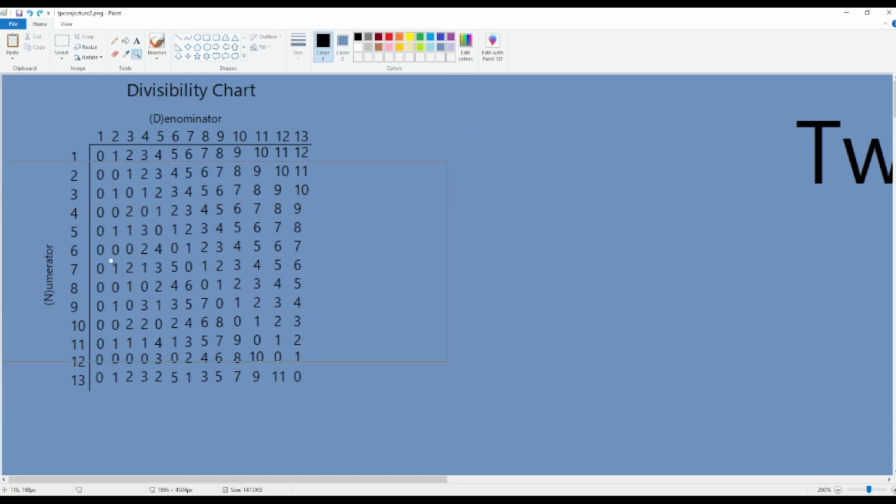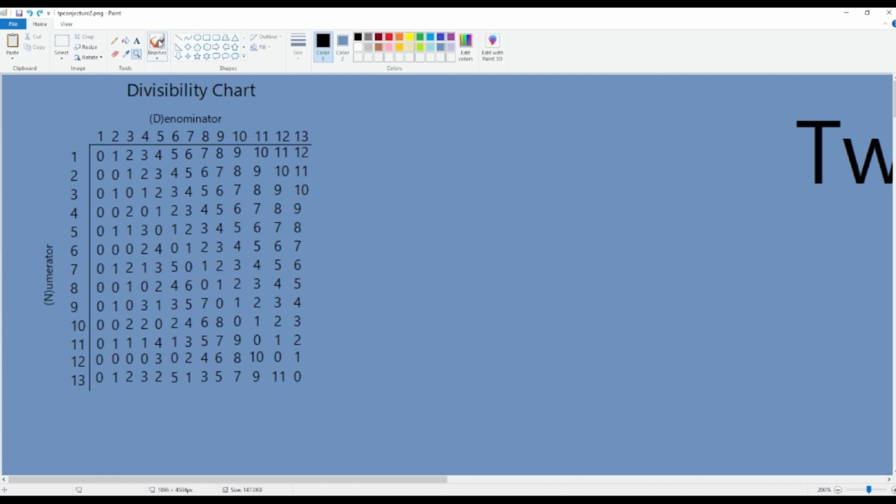So what you're looking at is numerators and denominators, starting at 1, going to 13, but really this goes on to infinity. I just don't have time to write that. What it really shows is if a number is divisible by another.